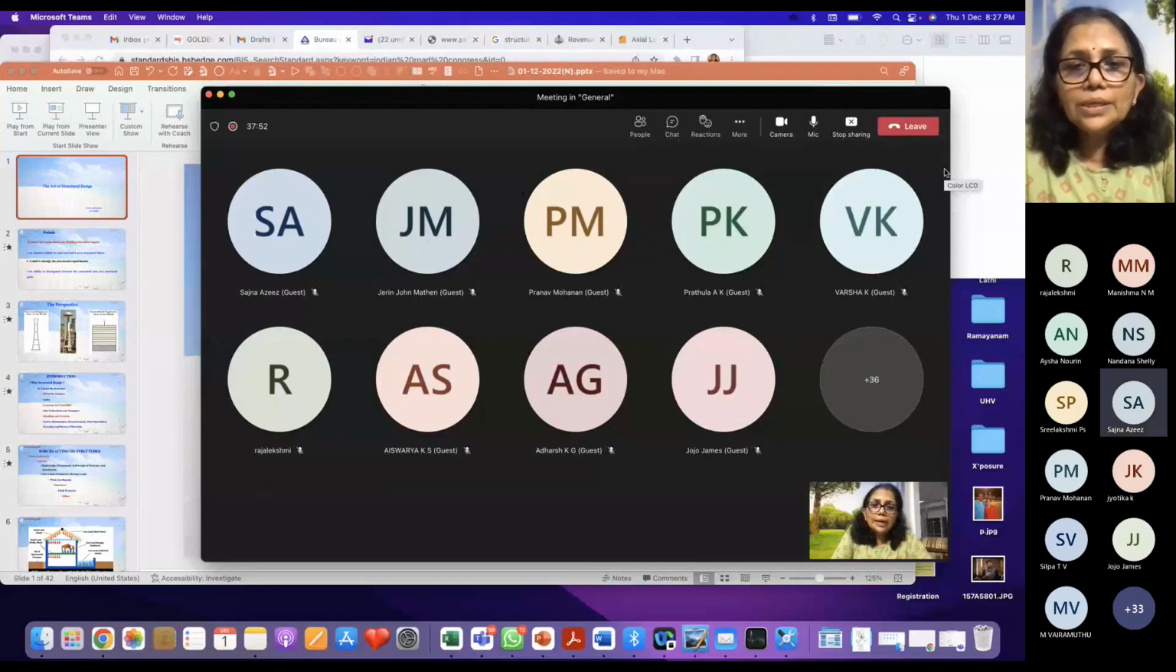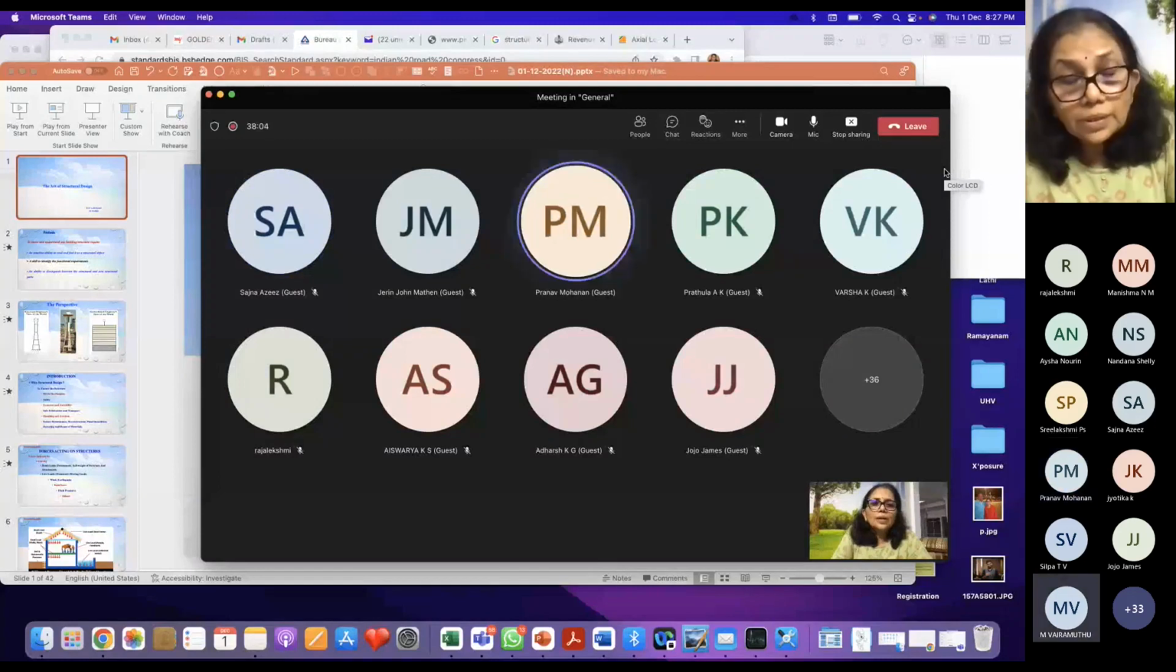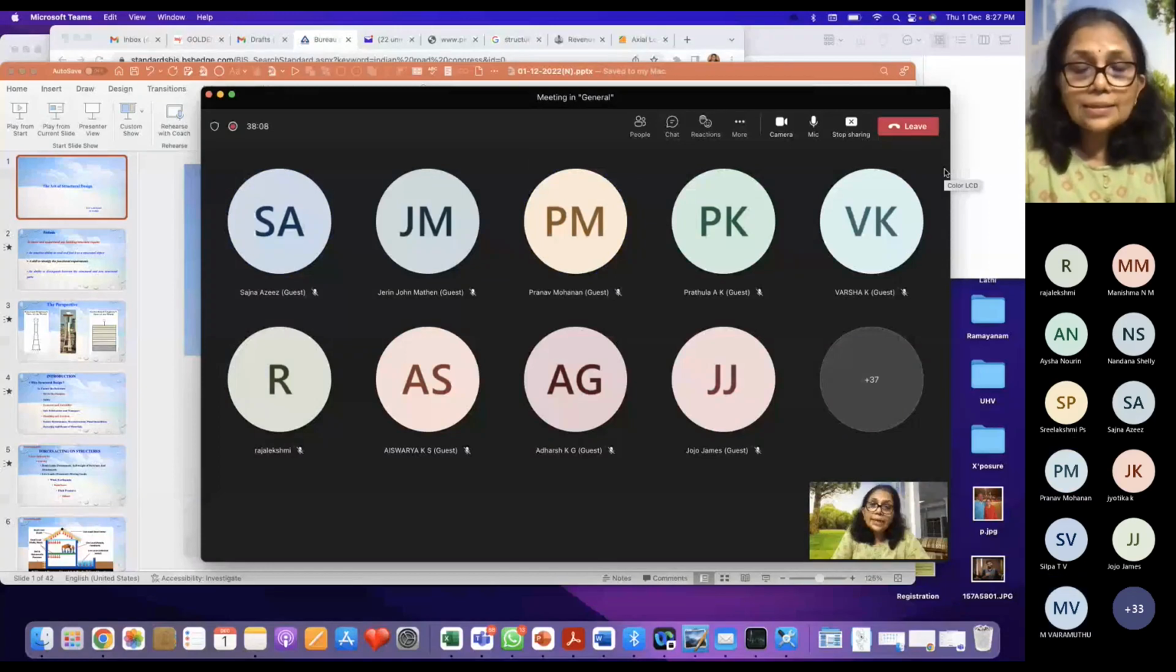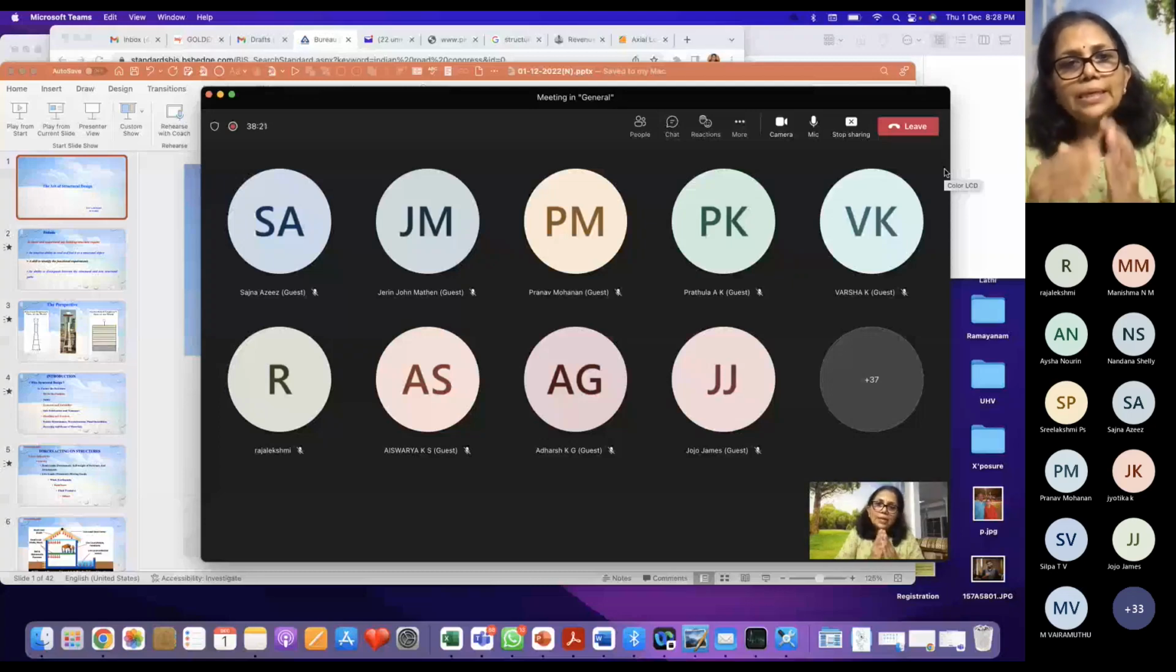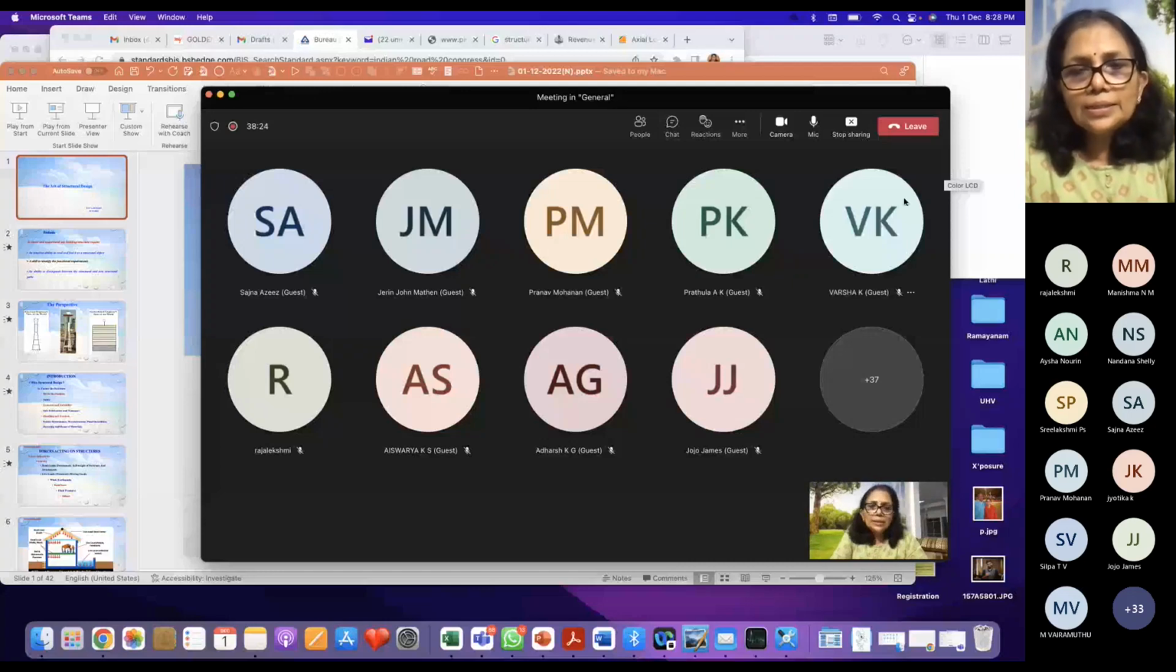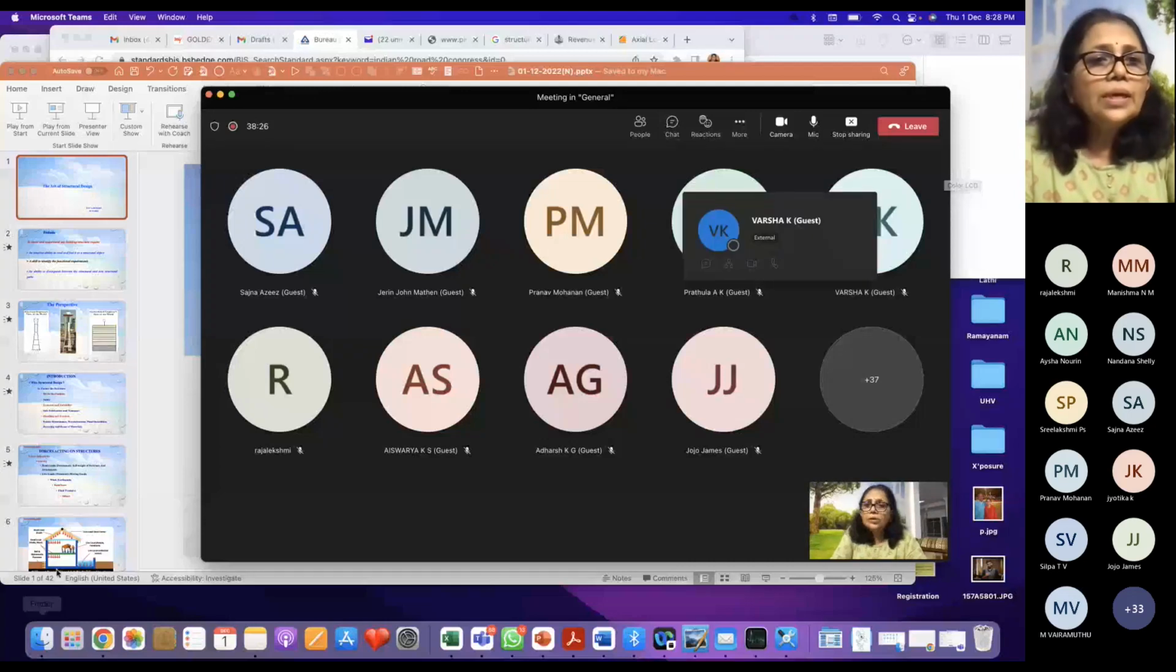Any idea about the structure? Beam is a structural element. Excellent. Only Sajna is answering. Yes, Pranav. Column. Excellent. Column, slabs. Slab. Excellent. So even foundations, these are all structural elements. Why are they called structural elements? Because they are able to resist the loads and transfer the loads to the supports. That is why they are called structural elements. These are in general, you should know about a structure.